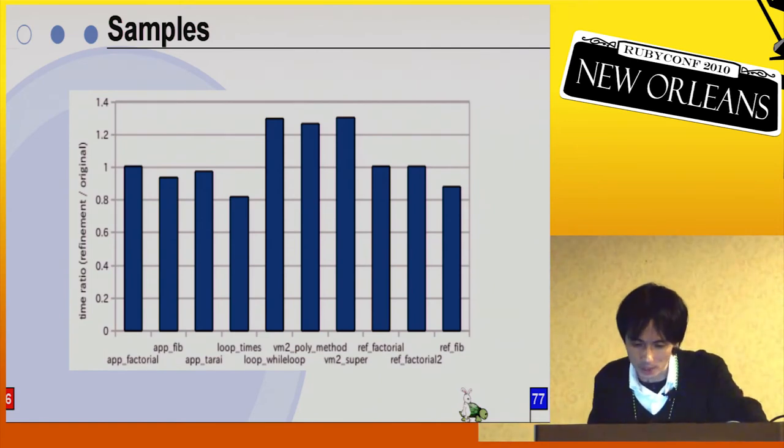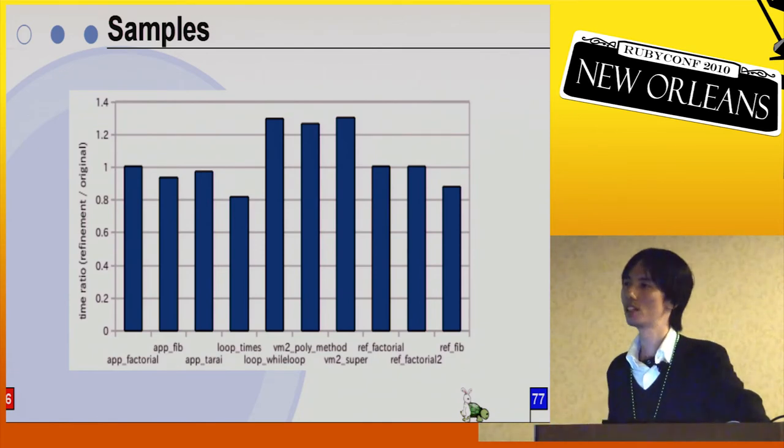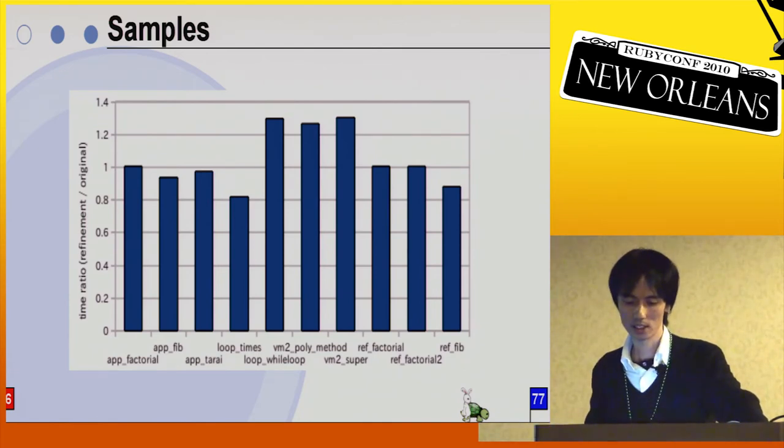And while loop and poly method and super are slower. I think they are reasonable.